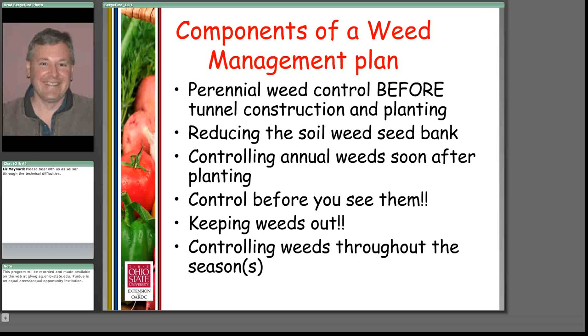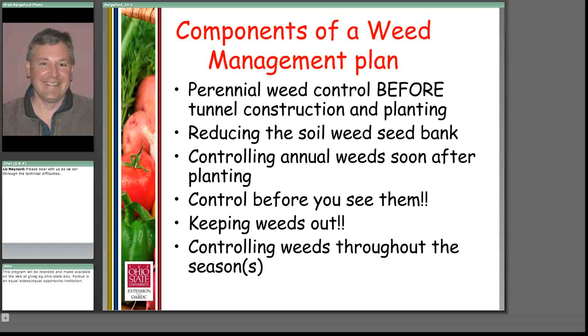Keeping the weeds out, keeping the neighbor's weeds out of your tunnel is also important. Say we're rolling up the sides, and all of a sudden the neighbor's thistle patches went to seed, and all of a sudden we see the white fluff balls blowing our way onto our property and into our tunnel. That just takes some management to try to control those weeds from getting inside our tunnel.